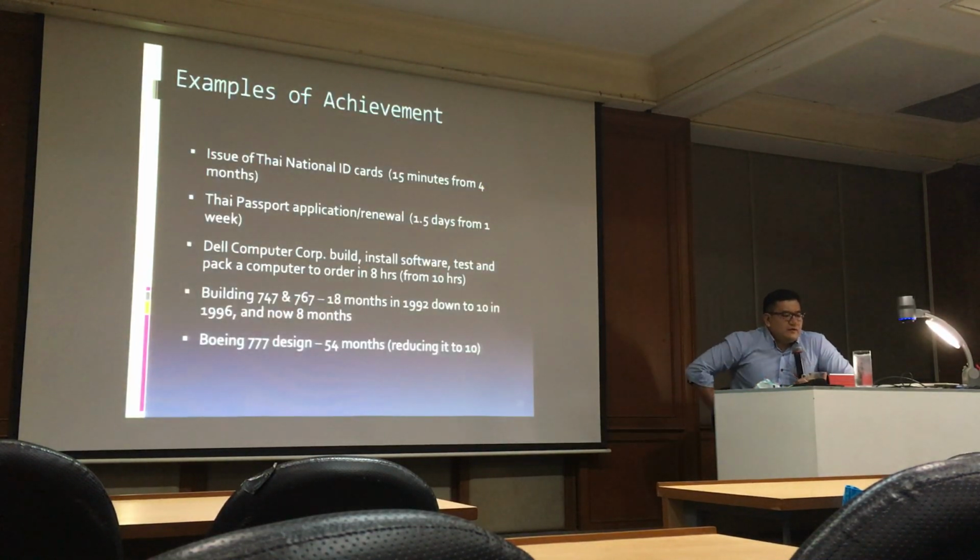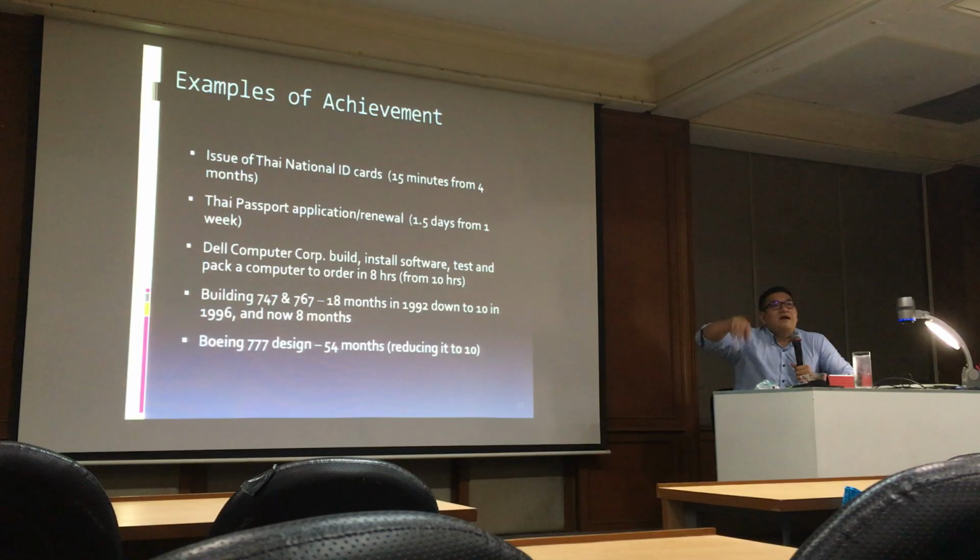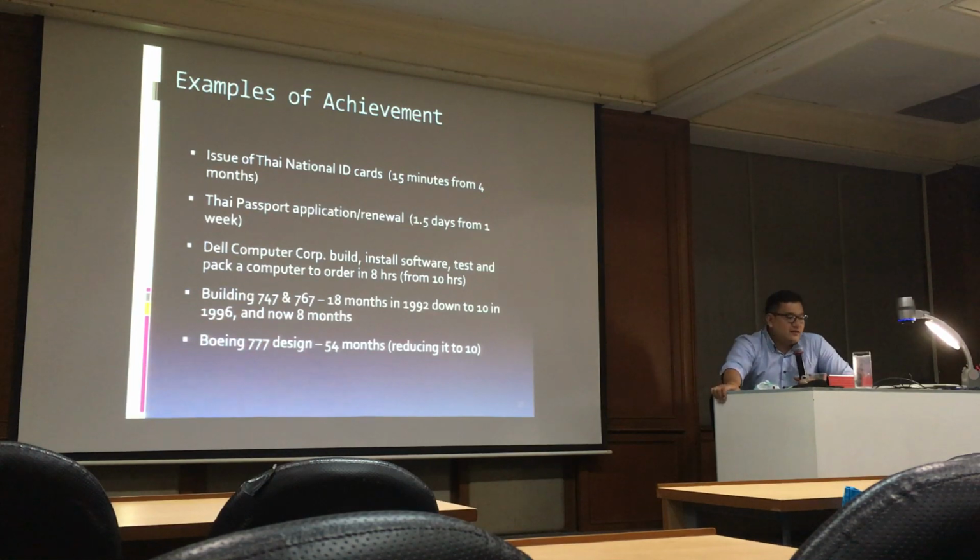This slide shows examples of achievements so far that are very notable, especially in Thailand and other countries, about process improvement. You can see, for example, the Thai national ID card. I believe some of you are from the era when you had to wait around 4 months, and you could have a yellow paper to use as a substitute. But right now, you have just a one-stop service. In just 10 or 15 minutes, you can get your ID card. This comes from the improvement of the process.